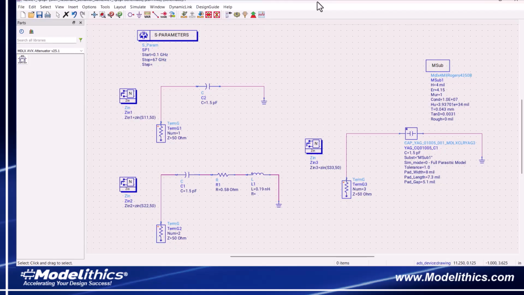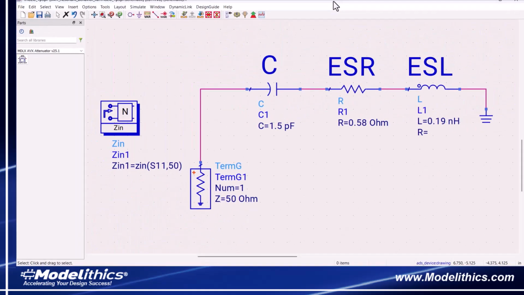Now finally, this project also includes the Modelithics microwave global model for the Yageo CQ0100 capacitor series. The value is set to 1.5 picofarads. Also, the substrate we'll use is 4 mil thick Rogers 4350B, and also we'll use the default values for the solder pad dimensions. Now let's go back to the simplified model of a real-world 1.5 picofarad capacitor.